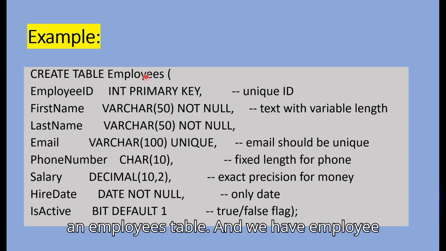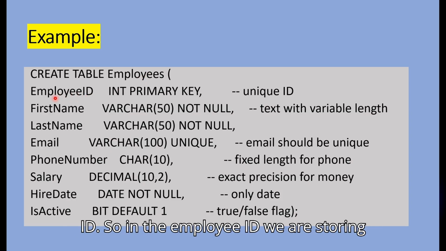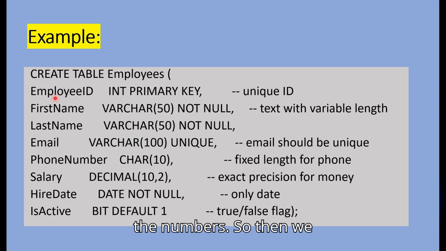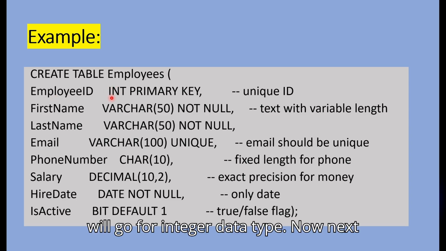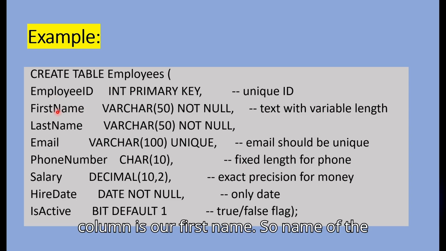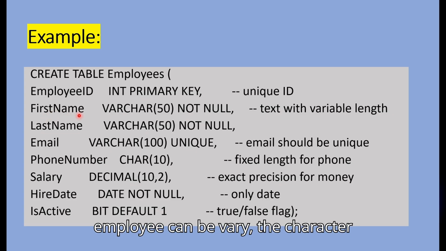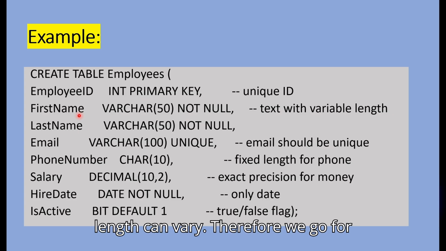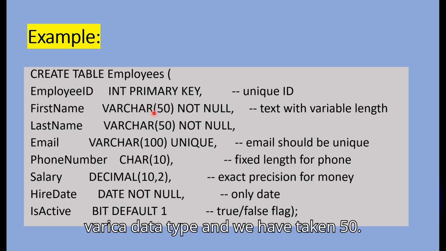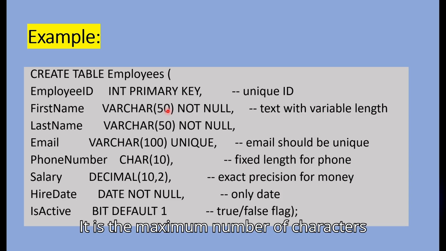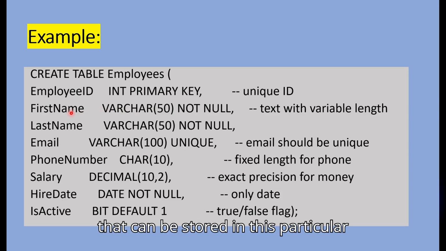Now we are creating an employees table and we have employee ID. In the employee ID we are storing numbers, so we go for the integer data type. Next column is first name. The name of the employee can vary, the character length can vary, therefore we go for the varchar data type and we have taken 50. It is the maximum number of characters that can be stored in this particular column.